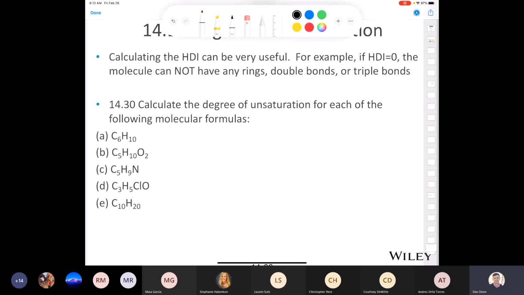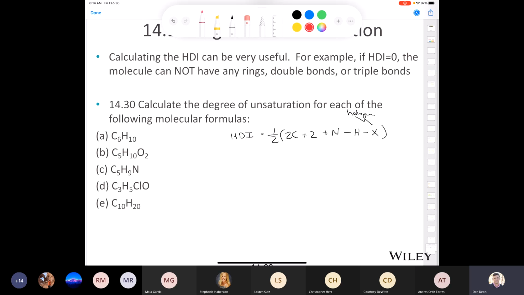So let's write down the formula. For HDI, which is the same thing as a U, units of unsaturation, we have 1/2 times 2 times the number of carbons plus 2 plus the number of nitrogens, subtract the number of hydrogens, subtract the number of halogens, right? X represents a halogen, and then that's it. And that tells us our HDI.